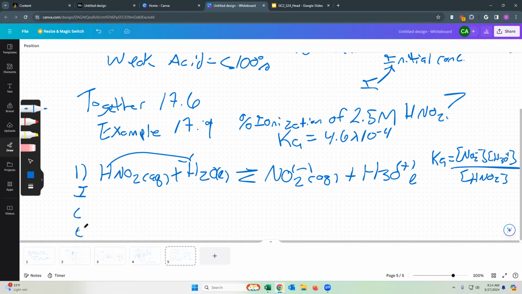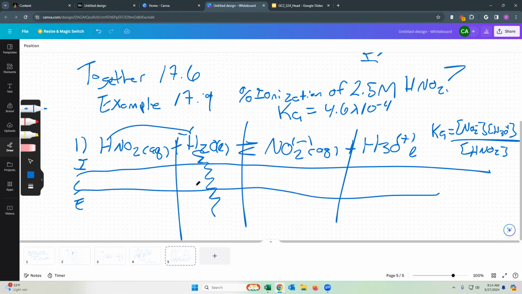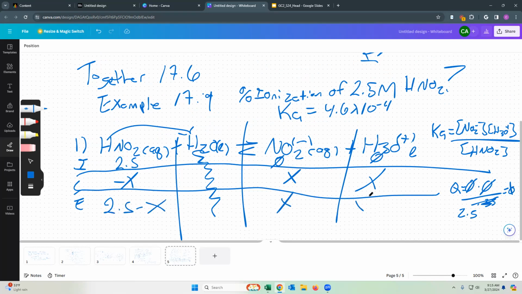We can set up our ice table. No liquid. The initial concentration of HNO2 is 2.5. NO2 minus is 0. H3O plus is 0. So we can calculate our Q. Q is 0 times 0 divided by 2.5, which is 0. So we are going to make products: minus X, X, X, 2.5 minus X, X, X. All right, there's our setup.